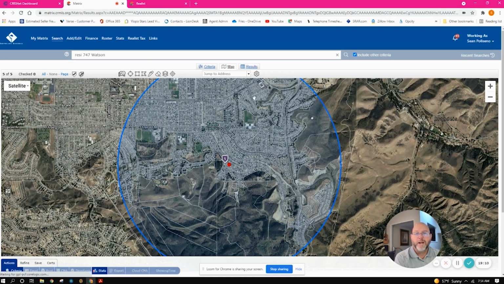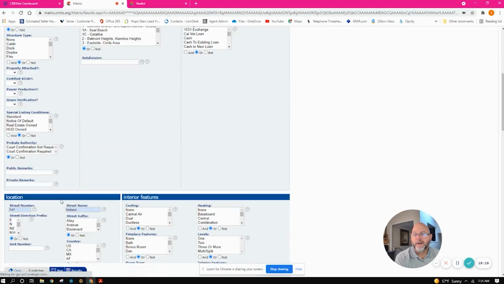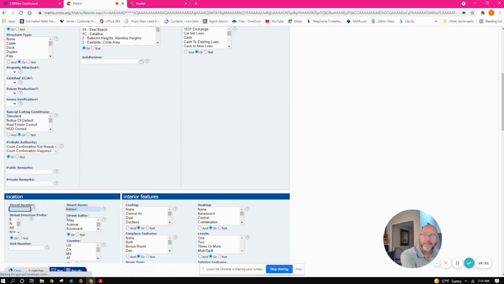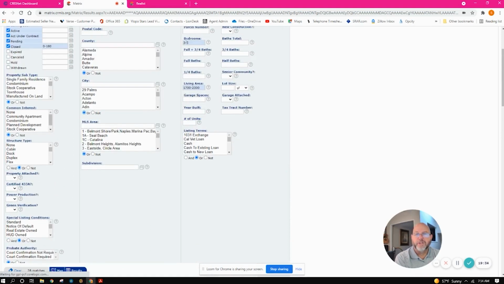Now, once we did the radius, we're going to come back over here, and we're going to put in our statuses: active, pending, and sold. And we're going to come over here and eliminate the address, and that is going to now bring in all of your comparables. You can see it went from 5 to 28. We have 28 comparables. That's too many. So we're going to come back over here and change this to 4 bedrooms.